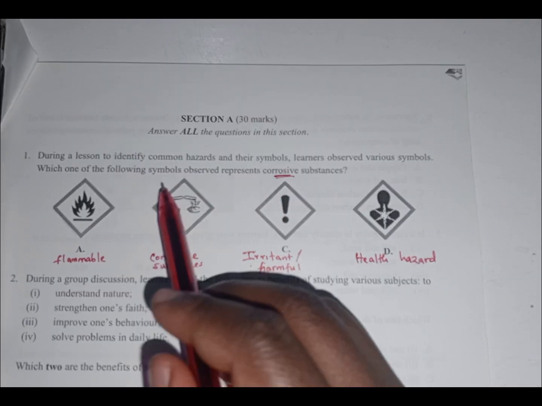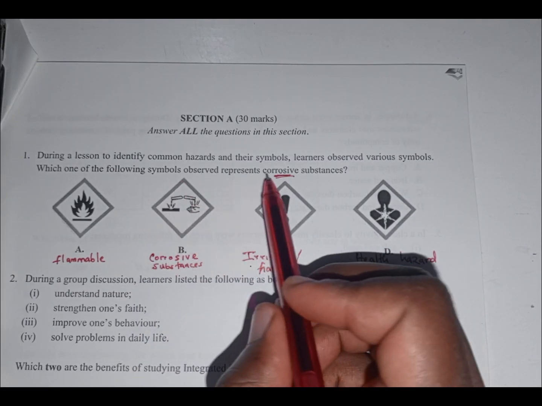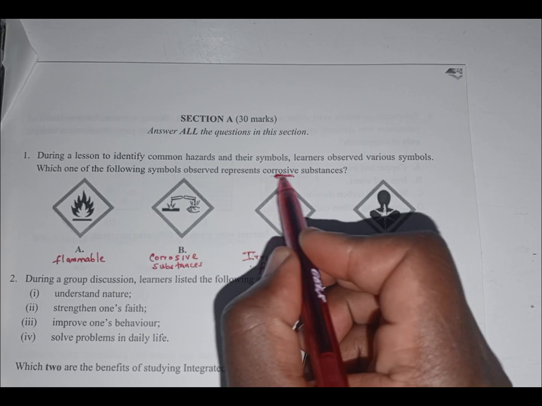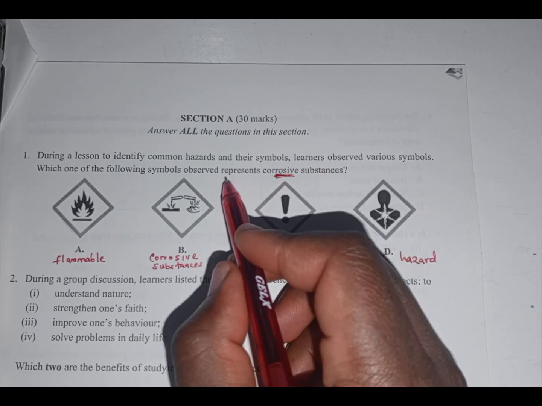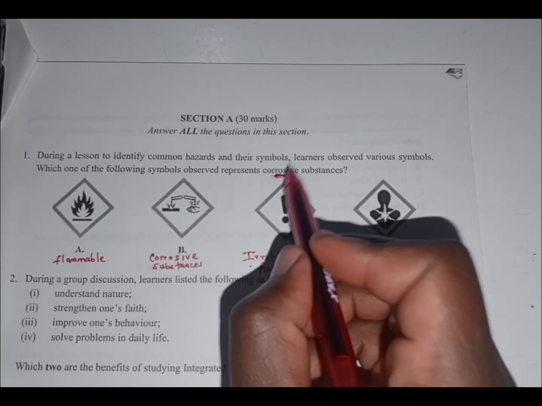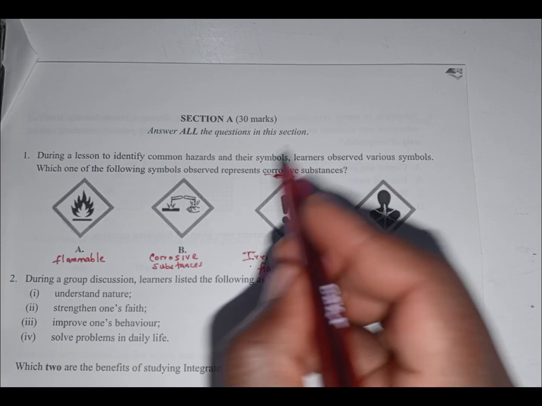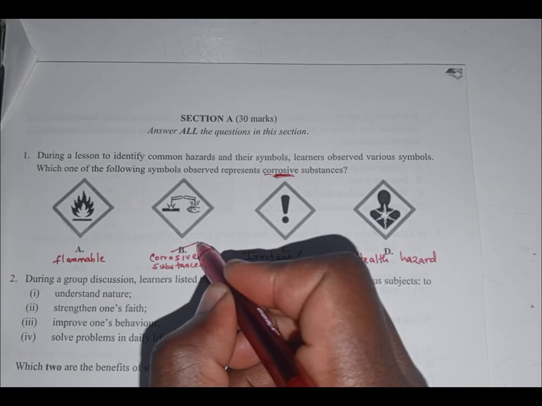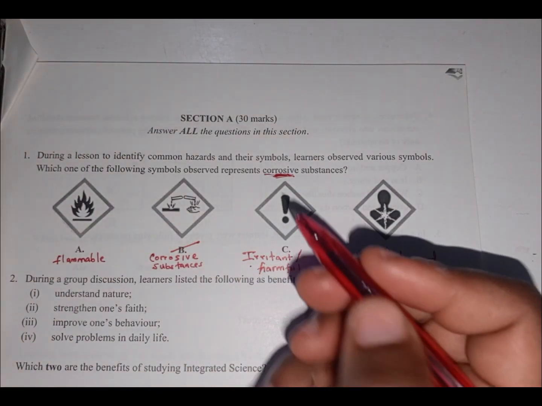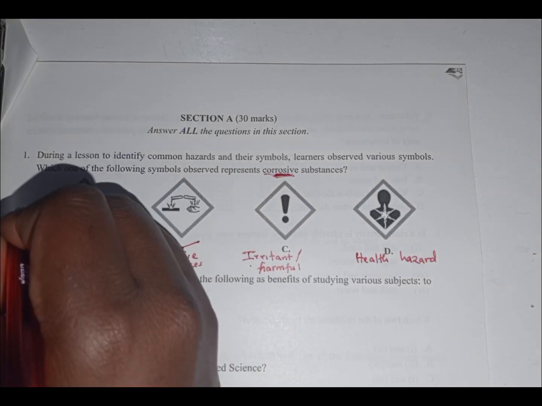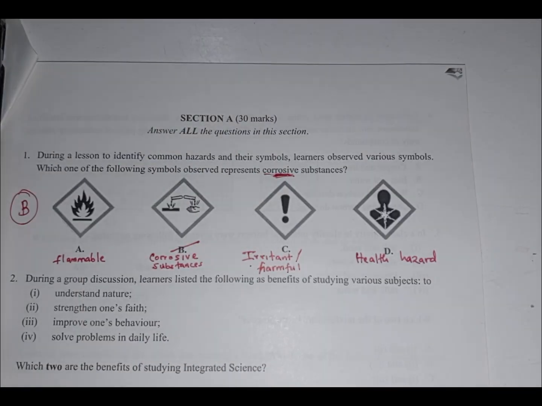So according to our question, the symbol observed represents corrosive substances. All right. The symbol that the learners had observed was representing corrosive substances, and in this case the symbol for corrosive substances is B. So our answer for this question is B.